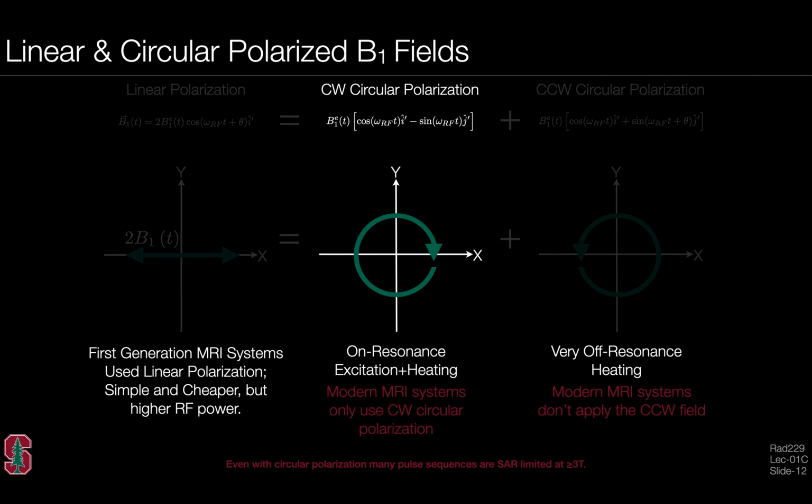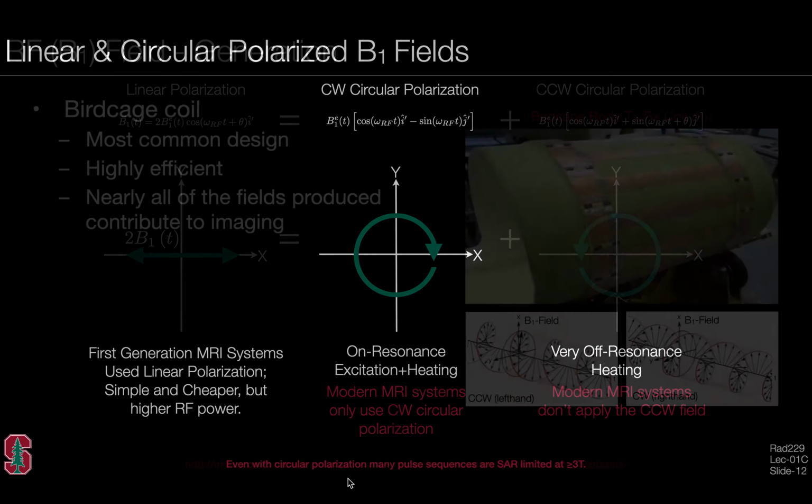So we can effectively drop off this counterclockwise circularly polarized system and only use circular polarization. And so modern MRI systems only use this clockwise circular polarization, and they don't engage or excite anything with the counterclockwise system because they really only generate heating for the subject. So this is an interesting development in MR, and even with circular polarization, many pulse sequences are still SAR limited, that's energy deposition limited, for applications at, say, greater than 3 Tesla.